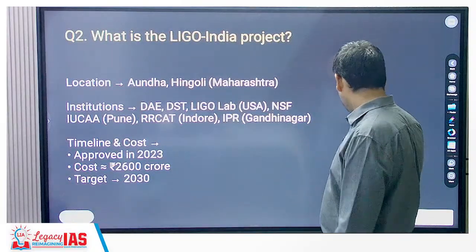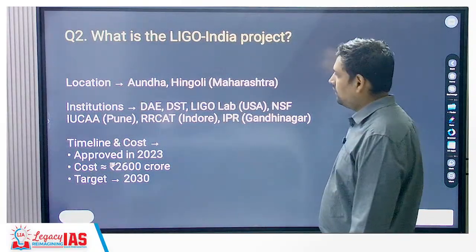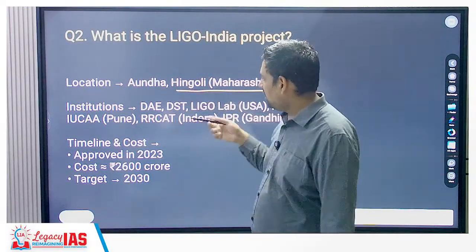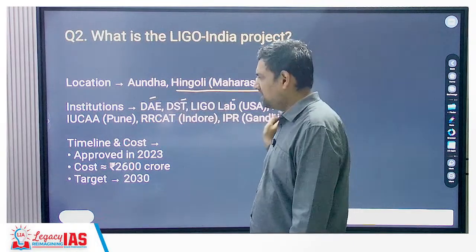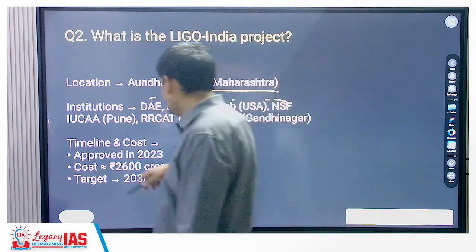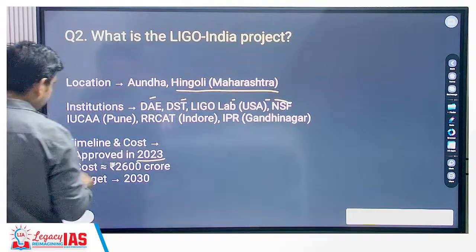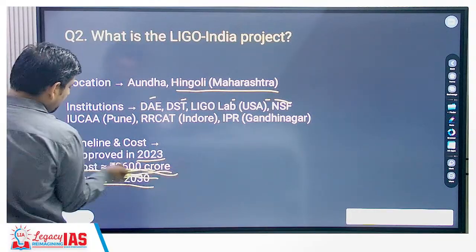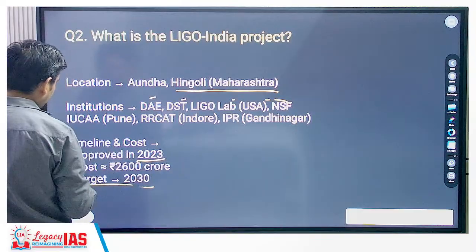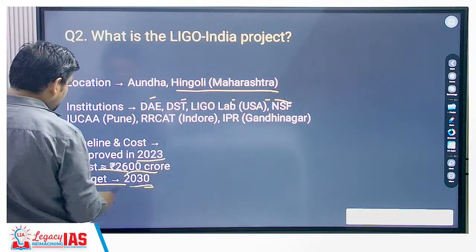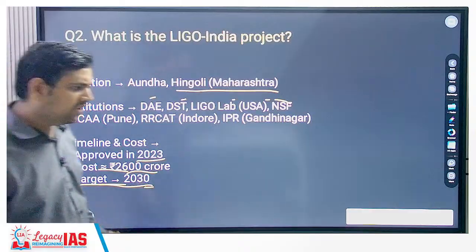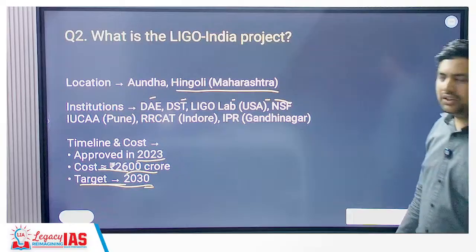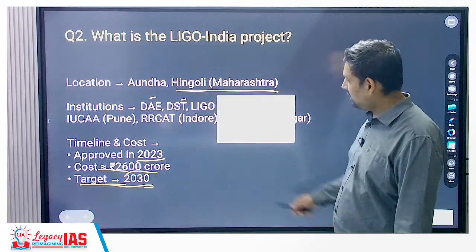So what is the LIGO India project? The location is Hingoli, Maharashtra. Institutions like DAE and DST are involved. Timeline: this was approved in 2023. Cost is approximately 2600 crores. The target is that by 2030 they will start showing results. Now the LIGO project for the entire world has already shown results. That was to prove gravitational waves. That has already been done.